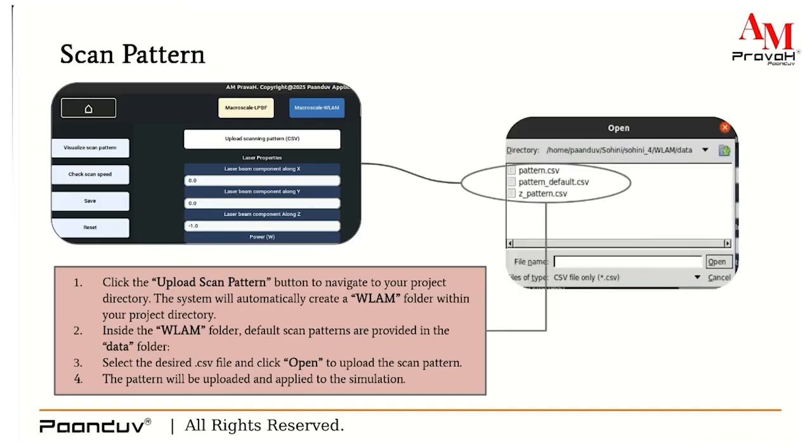You can see here that within your project directory, there are already three scan patterns loaded in the software as default. You can select one of them and click open to upload the scan pattern. The pattern will be uploaded and applied to the simulation automatically. Now you can also create a new scan pattern to regulate the laser according to your own choice. So here I will show you how to create a scan pattern of your own choice.